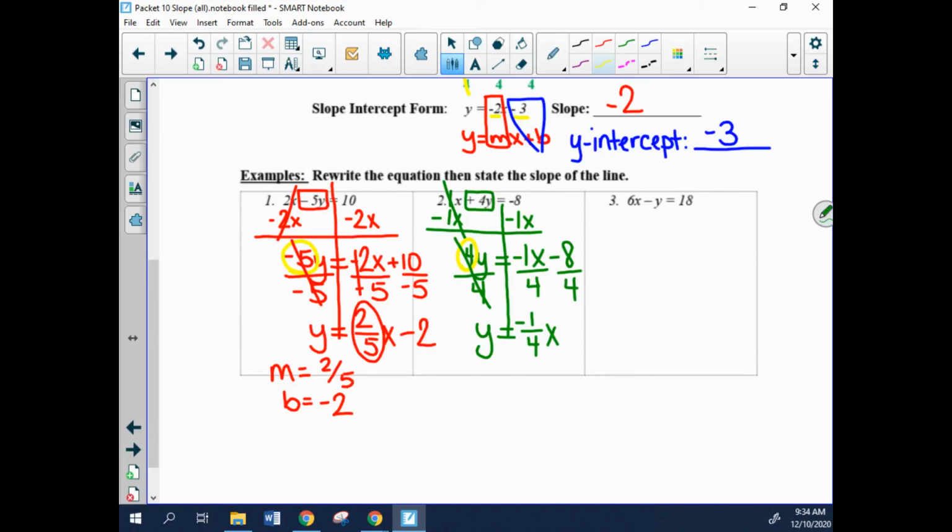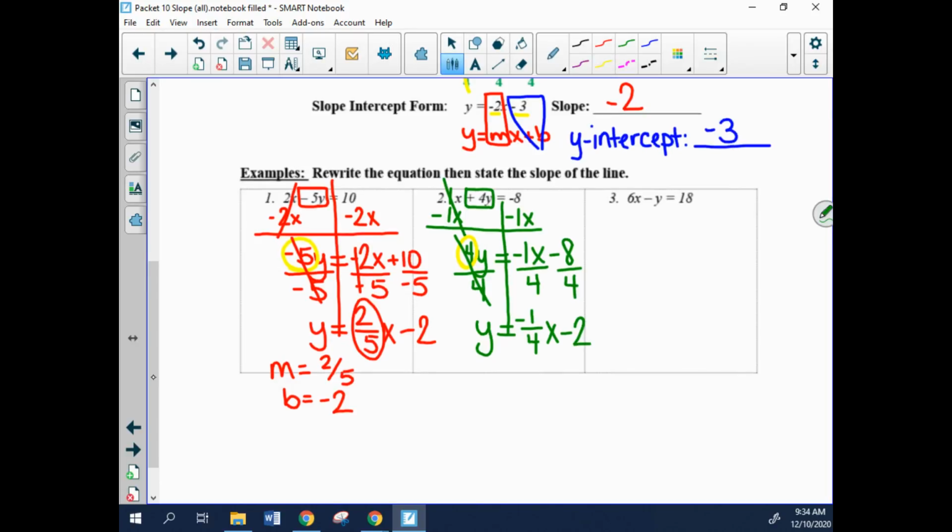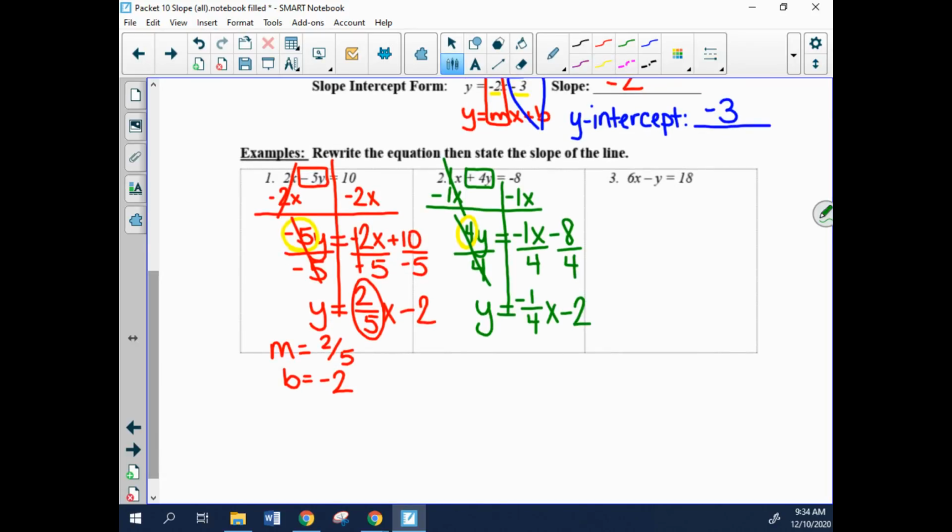I'm going to divide -8 by a +4. A negative divided by a positive is a negative. 8 divided by 4 is 2. Make sure you check your sign rules with a calculator if you're not sure. Final step, we need to answer what is the slope and what is the y-intercept. The slope is the coefficient of x, so our slope is -1/4. And our y-intercept is the constant, -2.